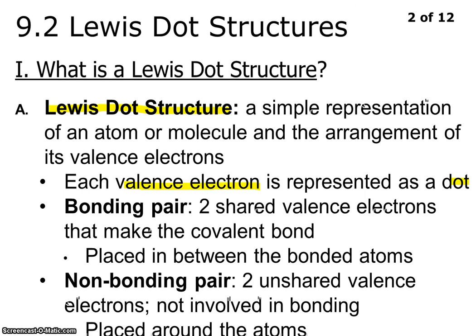The valence electrons are arranged into bonding pairs and non-bonding pairs. A bonding pair is two shared valence electrons that make the covalent bond between the atoms. You will know that this is a bond because it is placed between two atoms and shows that those are bonded. Non-bonding pairs are pairs of valence electrons that are not involved in bonding, and we recognize those because they are placed around the atoms, not in between them.